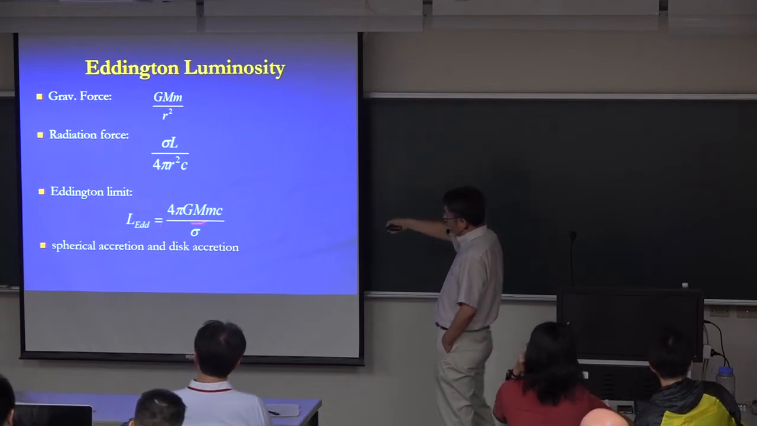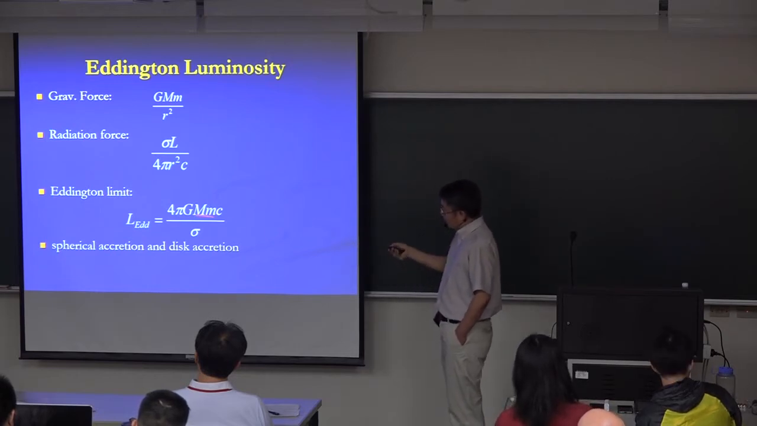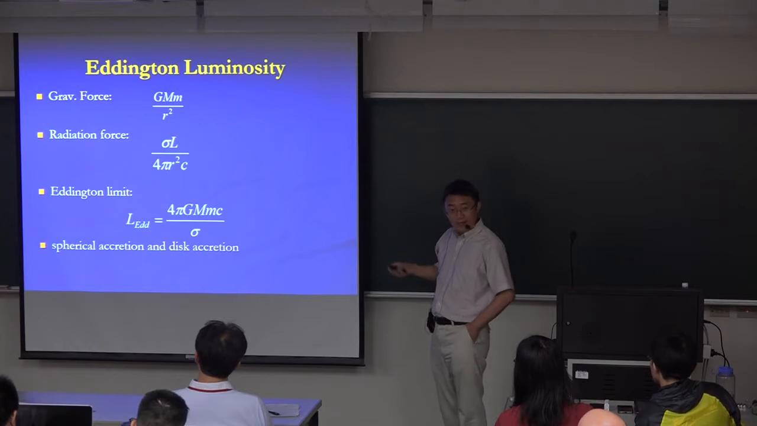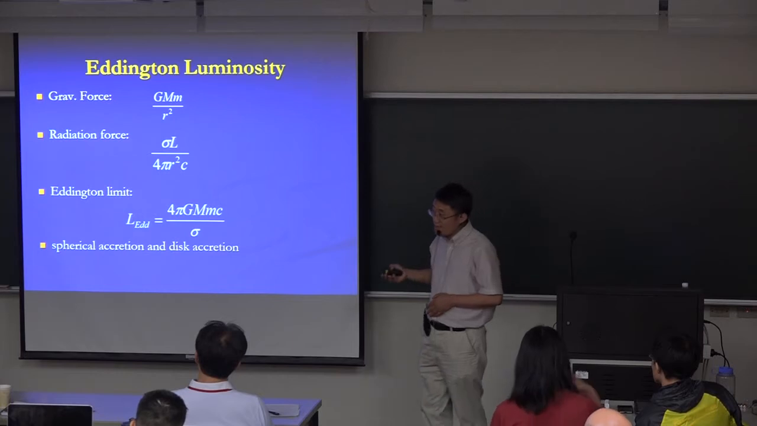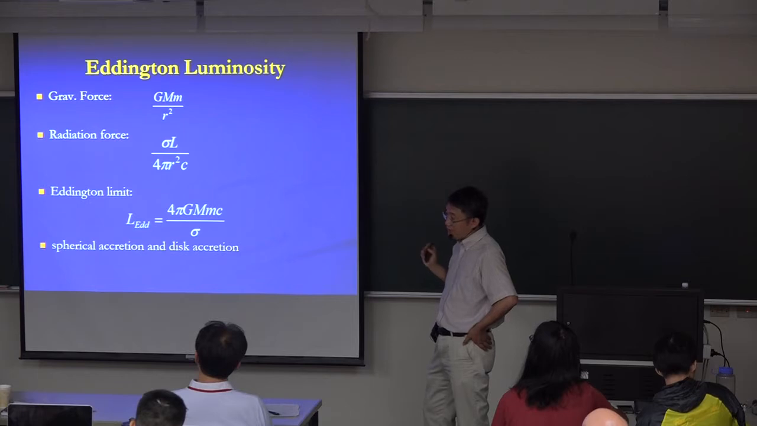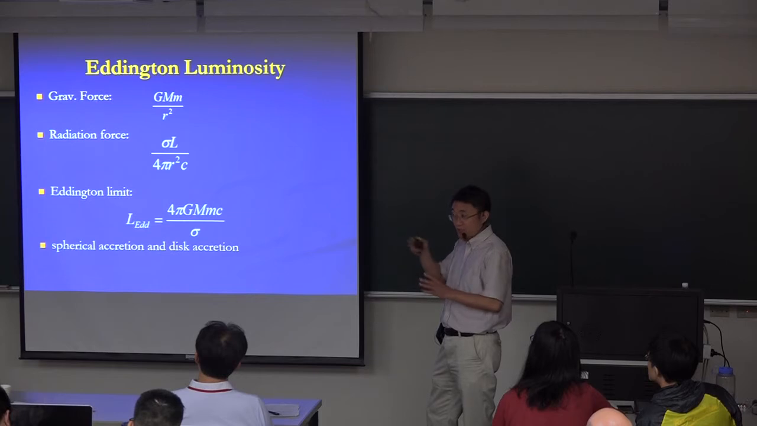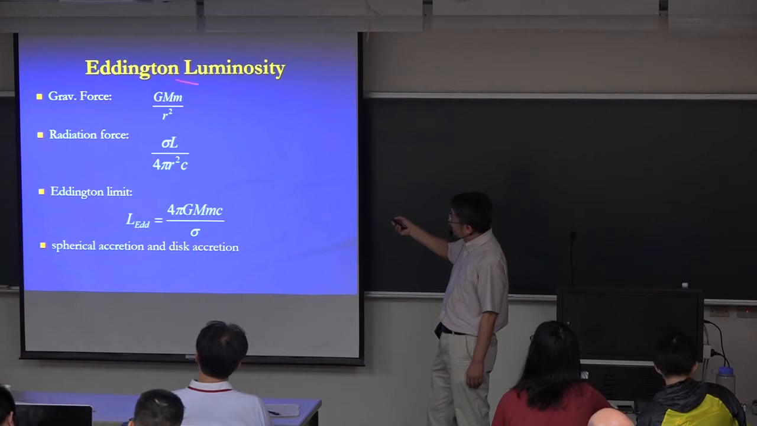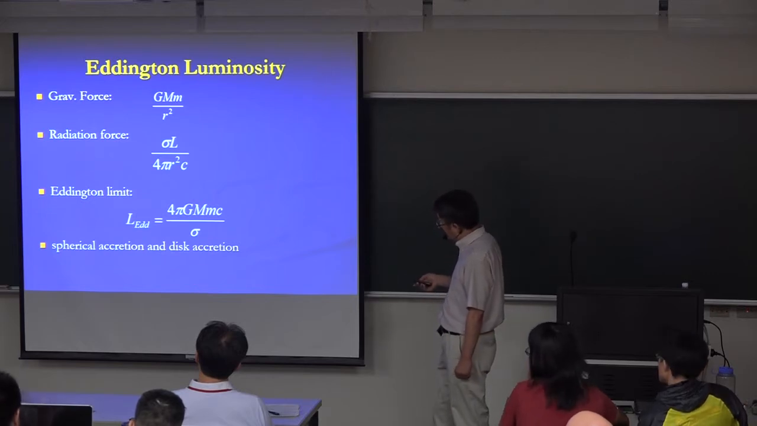So this means for black hole accretion, the luminosity the accretion flow can reach should not be larger than this value. Otherwise, radiation force will be larger than gravitational force, and accretion will be stopped. But I want to emphasize this Eddington luminosity is only correct for spherical accretion. Once we have angular momentum, the spherical symmetry will be broken. In that case, the luminosity can easily exceed this limit. This is one mistake many people easily make.